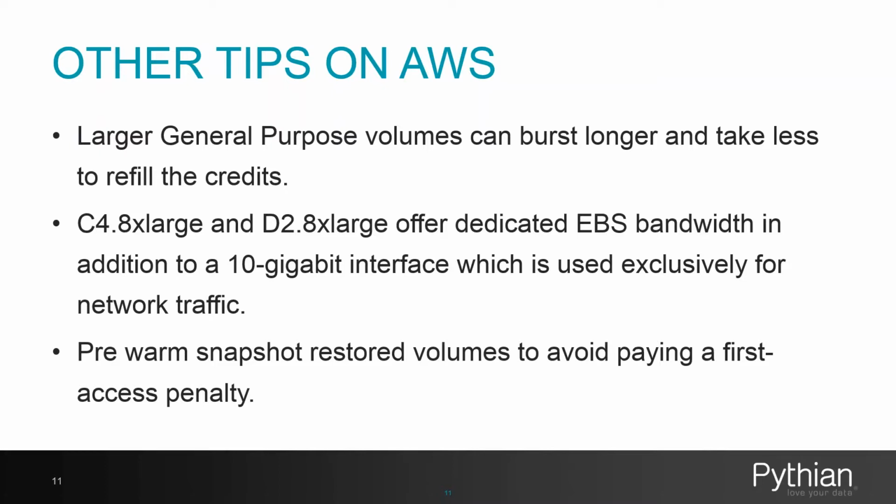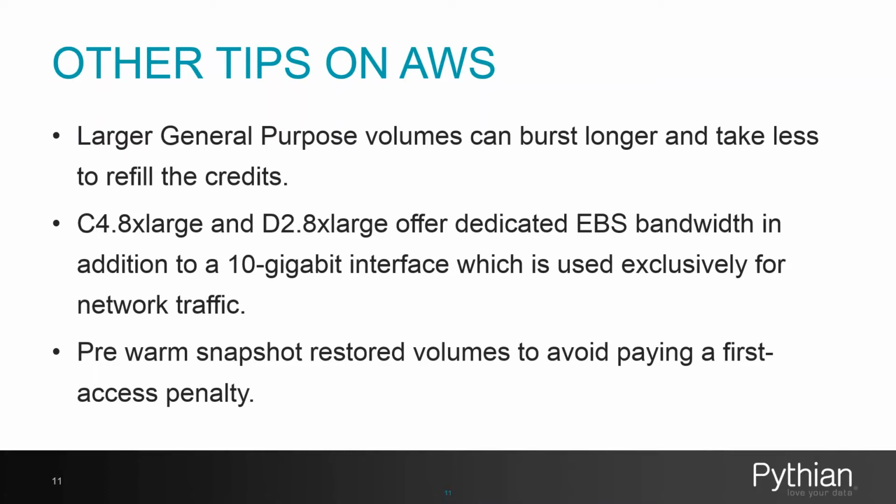There are other machines that are optimized for really fast storage and really fast network here on AWS, and they can apply to SQL Server if you need them. So the C4 8x large or the D2 8x large, D2 is called a dense storage instance. These offer dedicated EBS bandwidth, which is the bandwidth table that we just saw, and on top of that they also have a 10 gig interface just for network traffic.